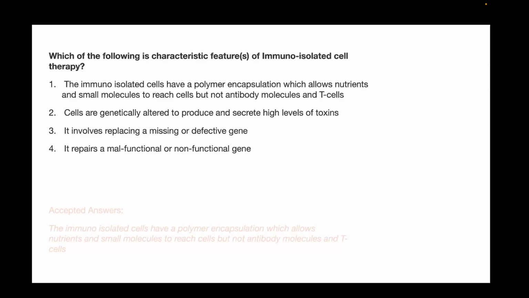The correct answer here would be the immunoisolated cells have a polymer encapsulation which allows nutrients and small molecules to reach cells but not antibody molecules and T cells. This is the characteristic of immunoisolated cell therapy. Usually antibodies are very large molecules as compared to the small molecules and nutrients. So these are encapsulated in polymer with smaller pore sizes to let only the nutrients and small molecules flow through, but not the antibody molecules to pass through those pores.